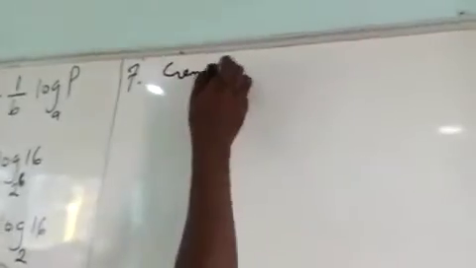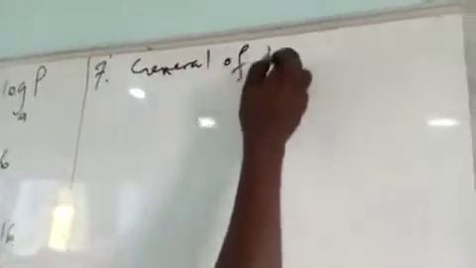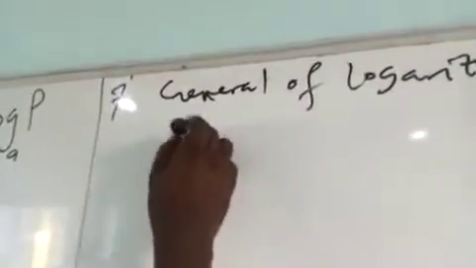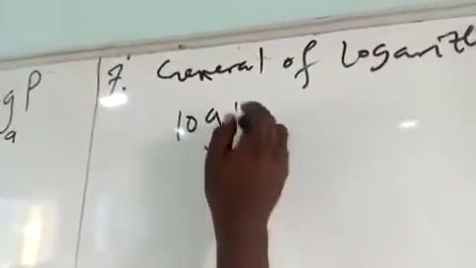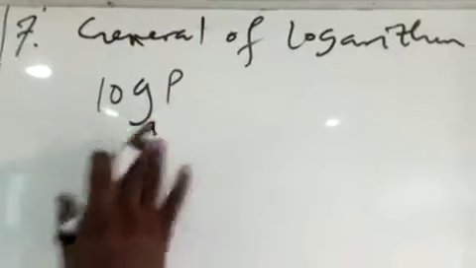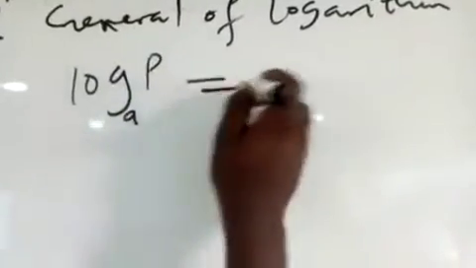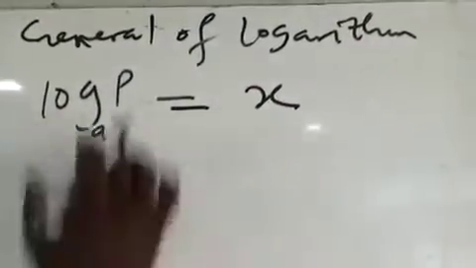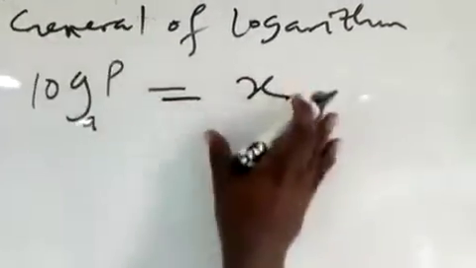Now we go to the general law. The general law of logarithm. What do I mean by the general law of logarithm? This one can solve any form of question on logarithm. And what is it? That is, when we have log p base a, and we don't know how we can actually express it, just assume that the result here is equal to x.